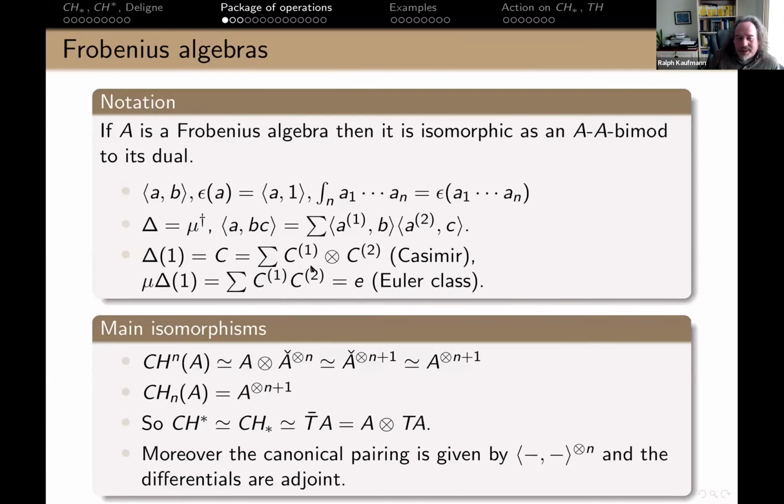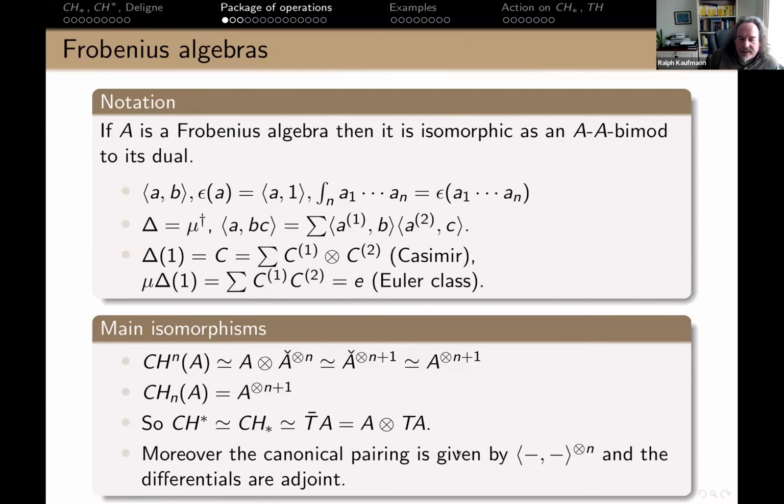And this is just Sweeter notation. And if you take mu delta of one, you get this element which I call the Euler class. That is because if your A is the cohomology of a compact manifold, that is the Euler class. All right, and then how do these operations work?